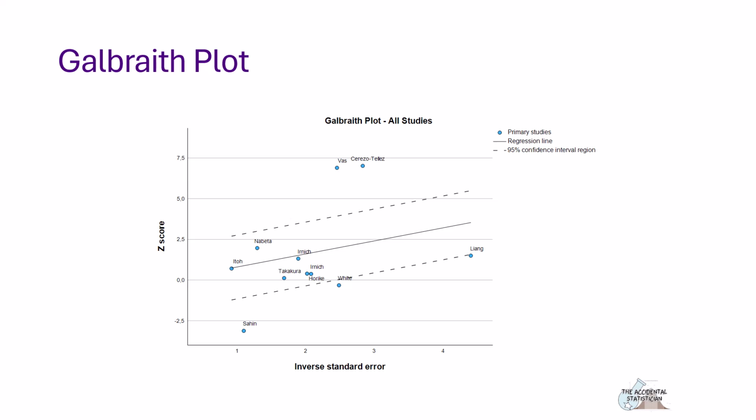This is going to happen, they're below the regression line because Vas and Cerezo, Teles are having such a big effect in terms of pulling the line, the gradient of the line, upwards. The shallower the gradient and the closer it is to horizontal, the more you've got a homogeneous set of data. But because of those three different papers, you've got a reasonable slope within the line.